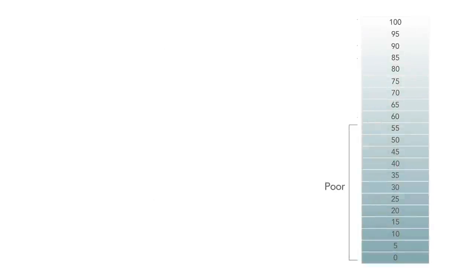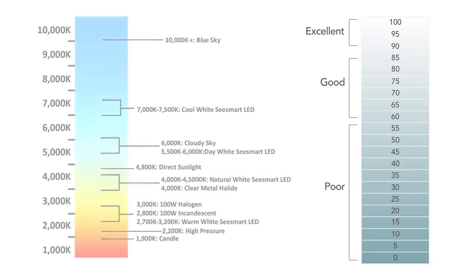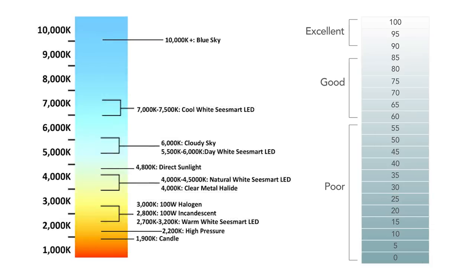A rating of under 60 is poor and will have a hard time matching other lights or ambient light. A rating from 60 to 90 is good, but not close enough to match seamlessly. And a rating of 90 to 100 will be able to match the temperature of the LED light to the temperature it is being set up in.